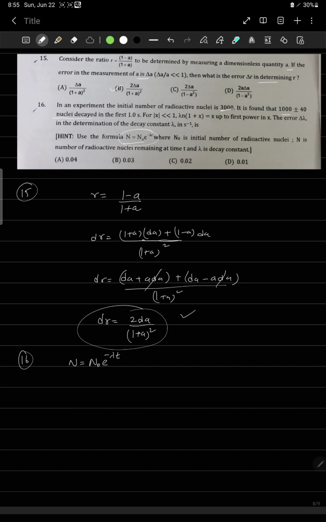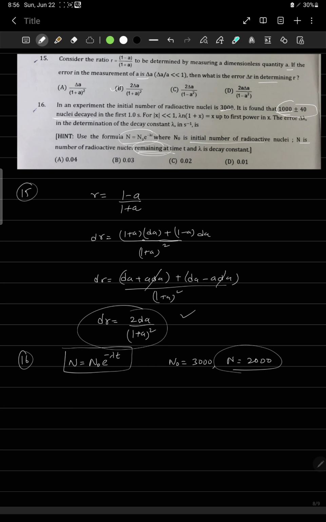This formula is the law of radioactive decay. N0 is the initial number of radioactive nuclei and N is the number of radioactive nuclei remaining. That is important here. So here the N0 value is 3000 and N is the remaining. I'll say it's 1000 plus or minus 40 decayed. If I take the true value only, 1000 decayed means what is left is 2000. So the N value is going to be 2000.